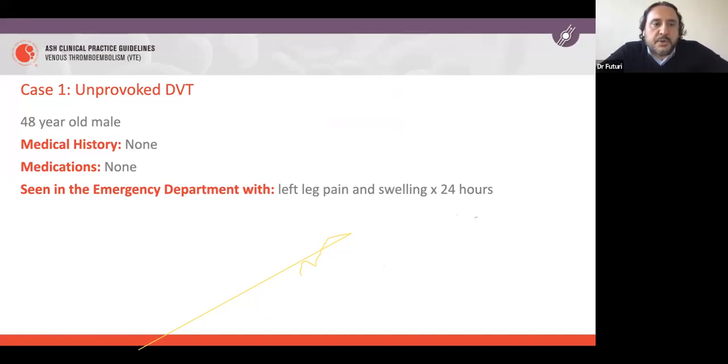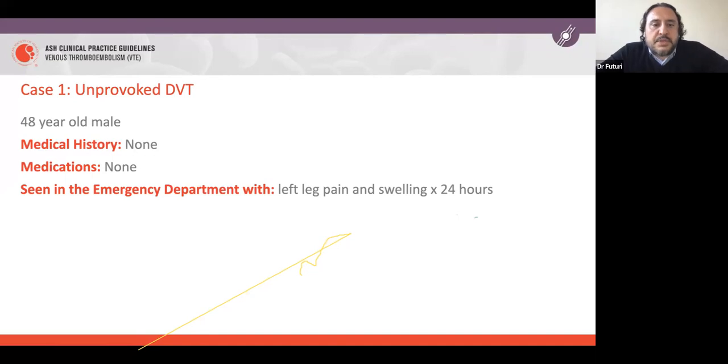This case is a 48-year-old male patient who has an unprovoked DVT. He comes in and has left leg pain and swelling. He has normal hemodynamics. How would you treat this patient? Would you consider just anticoagulation? Would you consider thrombolysis and anticoagulation? What is your approach for a patient like this?